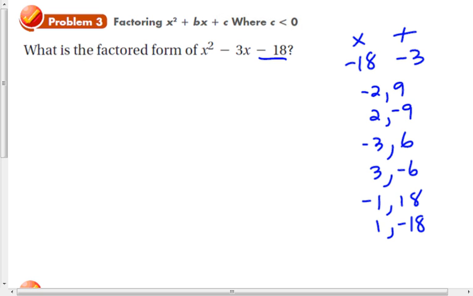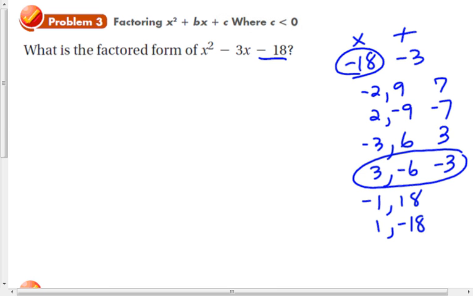So those are my options. Now, all of these have a product of -18. Let's look at the sums. Here we have 7. If I add -2 plus 9, 2 plus -9 is -7. -3 plus 6 is 3. 3 plus -6 is -3. And that's the one I want.